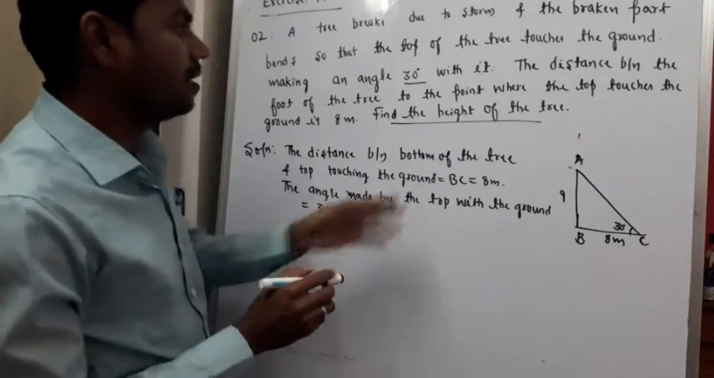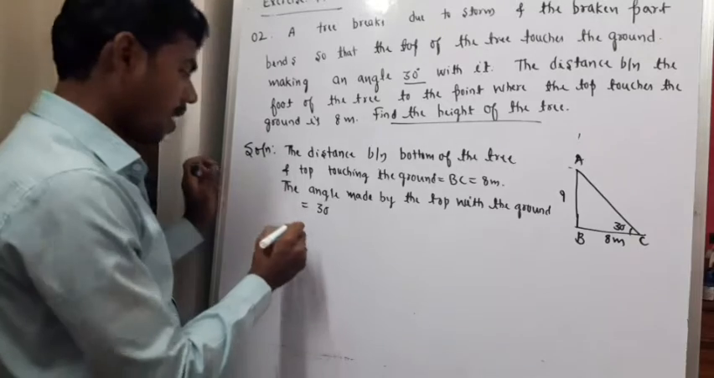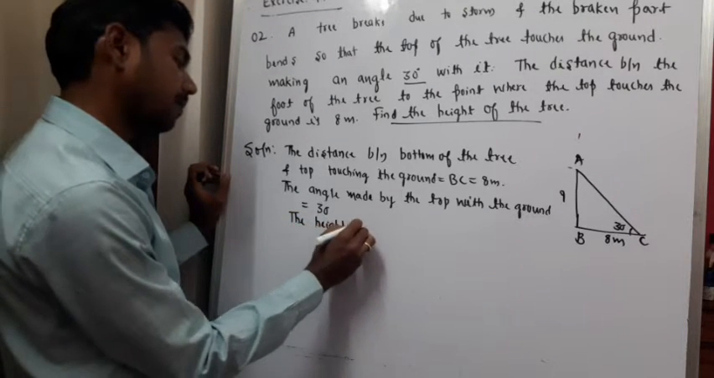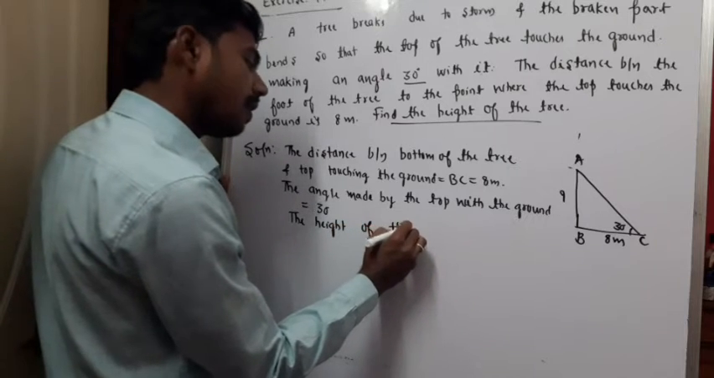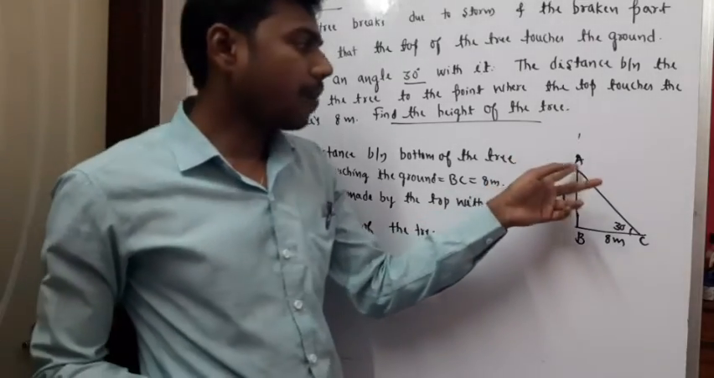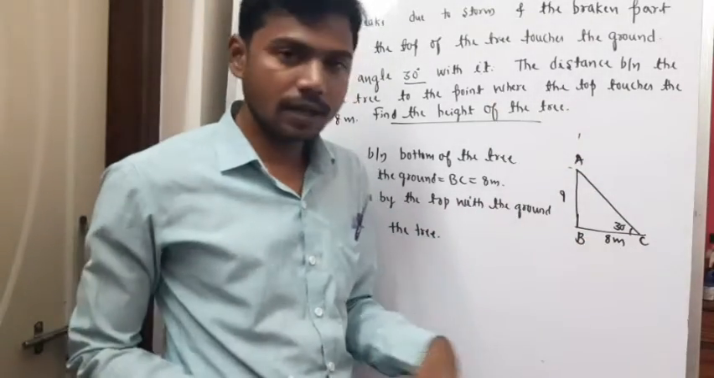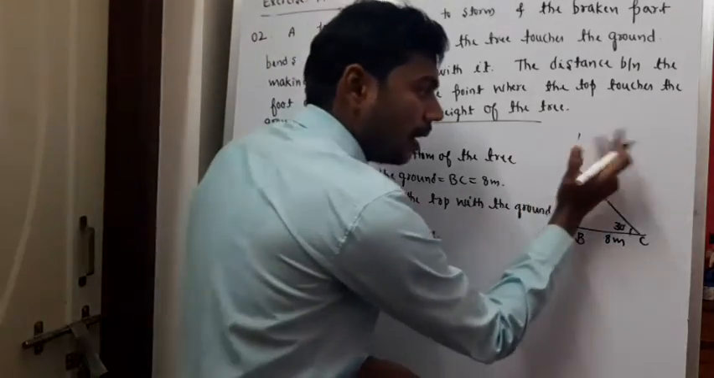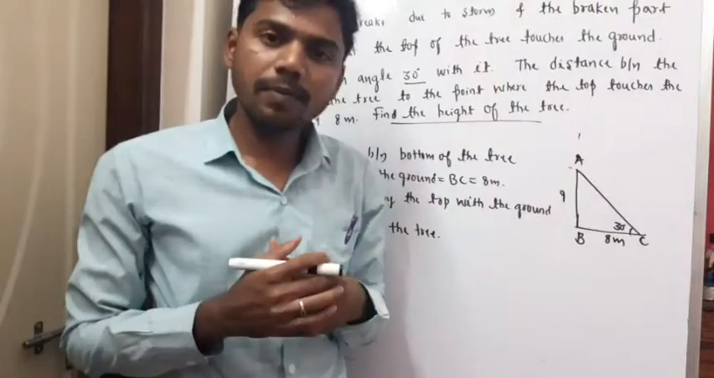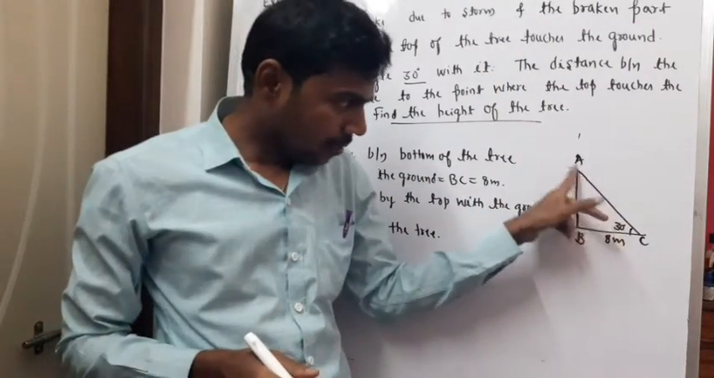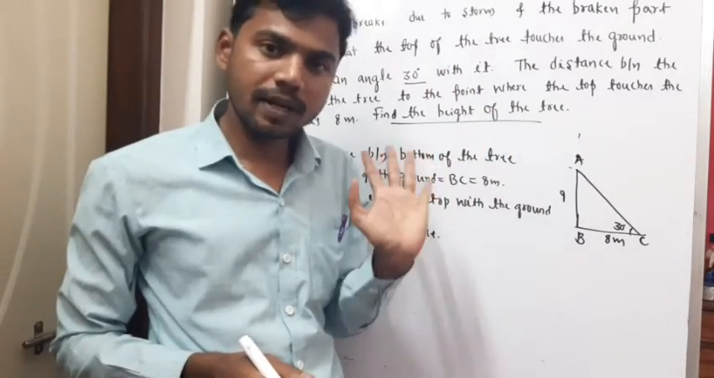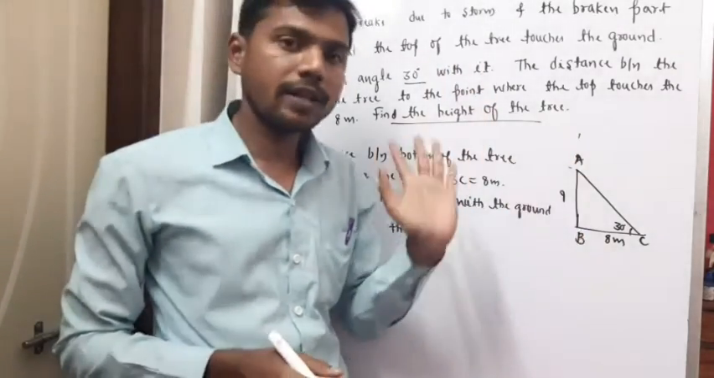We need to find the height of the tree. See, already half of the tree is broken and it is touching the ground. So this height plus this particular length will give me the total height of the tree, because whatever is bending is a part of the tree. That should have been the height of the tree, but it is broken.